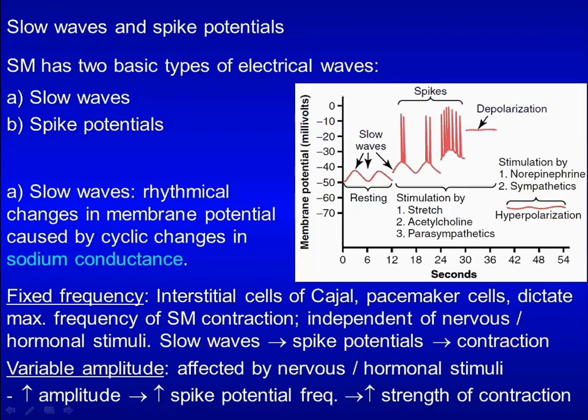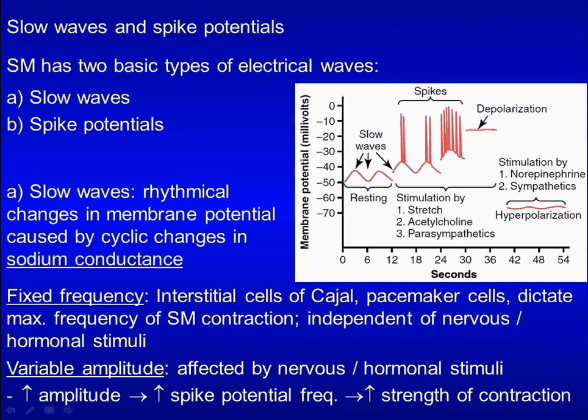Slow waves have variable amplitude or intensity. Amplitude is affected by nervous and hormonal stimuli. The higher the amplitude, the higher the spike potential frequency, which increases strength of muscle contraction. Here are slow waves, and here are spike potentials.